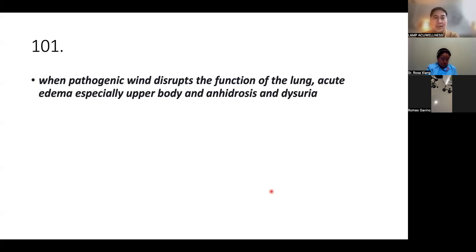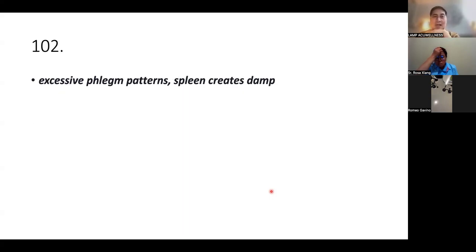Favorite. When pathogenic wind disrupts the function of the lung, acute edema, especially of the upper body, and anhidrosis and dysuria. Lung 9, upper body edema, ha? Upper swelling. Lung 9 and LI6. Di ba yung may namatay na artista, talagang swollen the upper body, di ba? Lung 9 and LI6. So if you can relate, maybe you should try it. So Lung 9 with LI6.